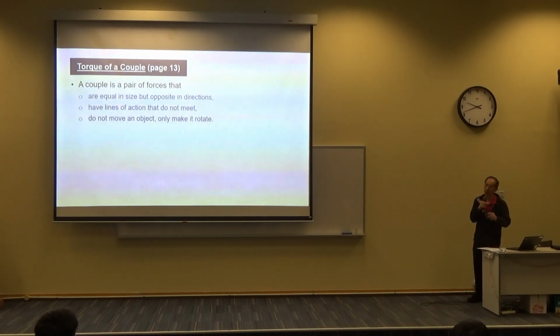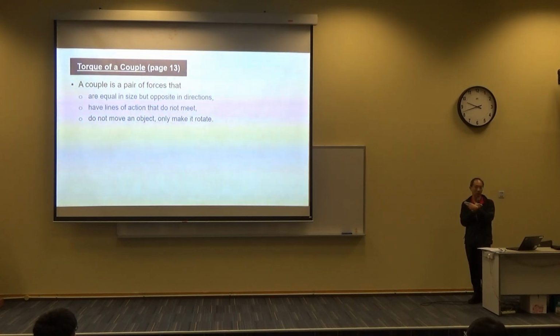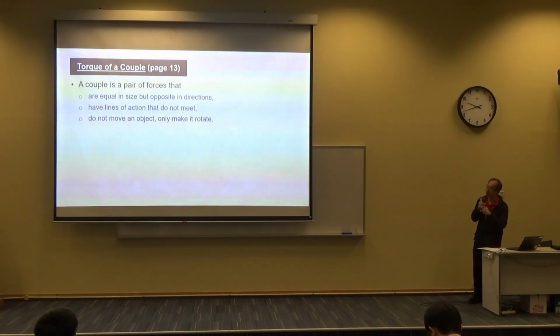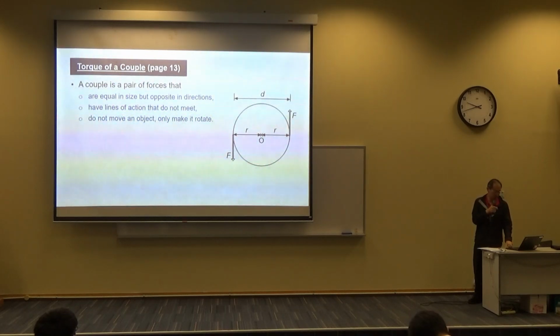Now the couple, in physics terms, means this, the pair of forces. And there are quite a few conditions. They must be equal in size, but they are in opposite directions. Their lines of action do not meet at the same point. And a couple, in this case, will not move the object. It only serves to rotate the object. So this is a simple idea of a couple.